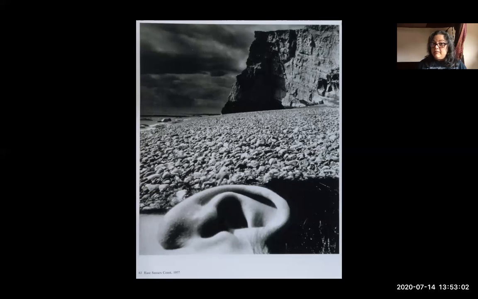The frame is divided into three parts: the foreground, the midground, and the background. And so the ear is given essentially equal weight in the frame to the rocks on the shore and the looming cliffs, the ominous clouds. Brandt was friends with and was certainly influenced by some of the surrealist artists of the time, in particular the Belgian painter René Magritte. And I think that surrealist influence is really obvious in this image.